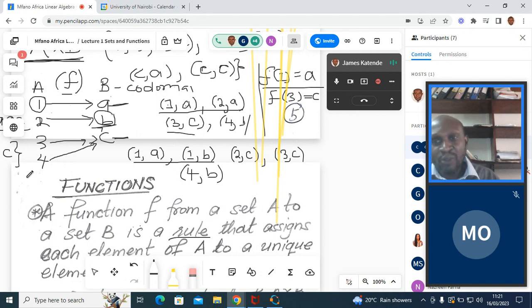Now these were finite sets, and you can see that the first set A had more elements than the second set. Such a situation means you cannot have an injective function, because once you map out the first three, the fourth one must share one of the elements in the codomain. So the only way you can have an injective function is if the number of elements in the domain is the same as, or less than, the number of elements in the codomain.